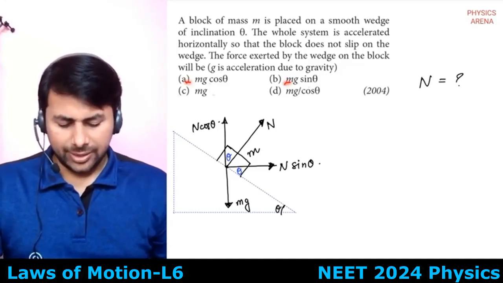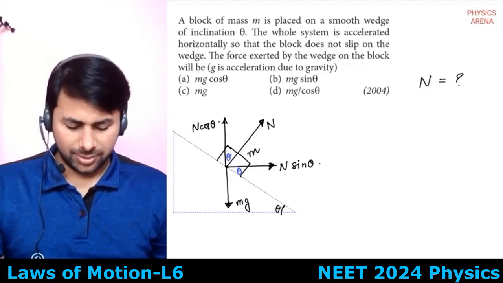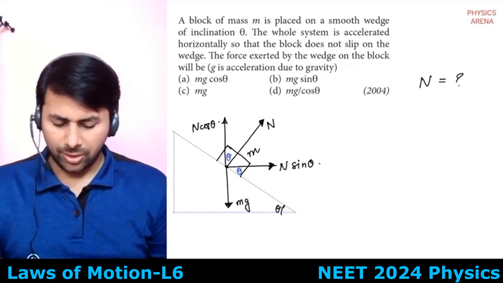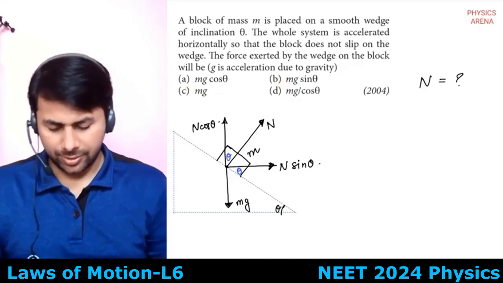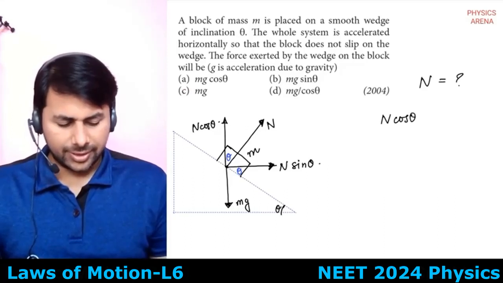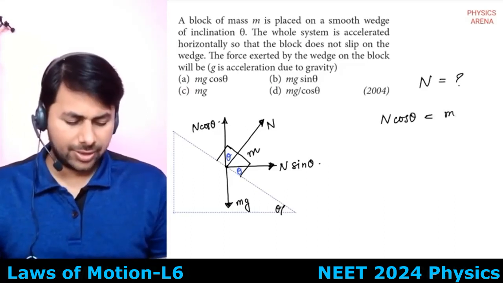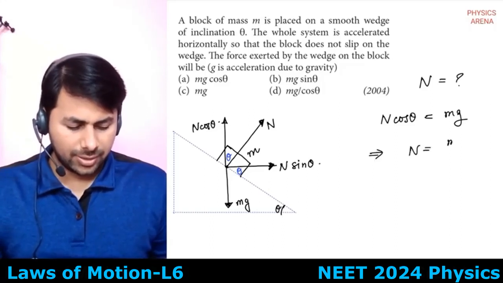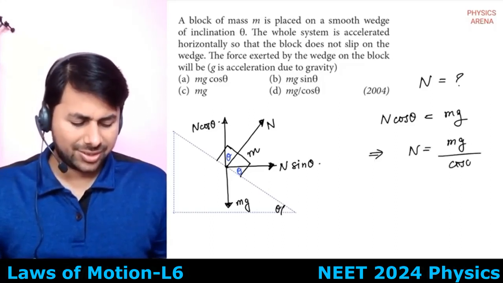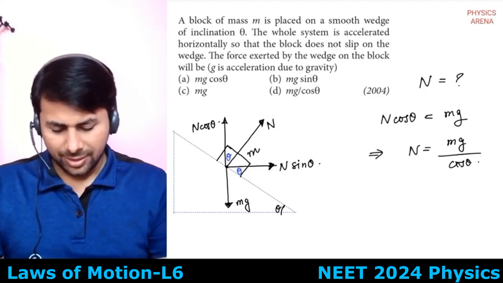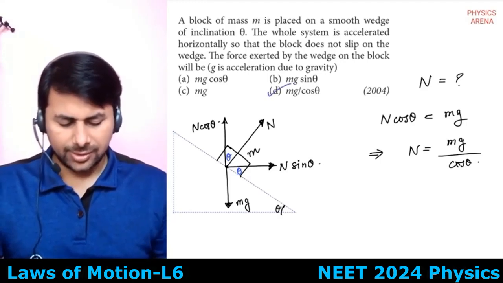Take the options, they are given in terms of mg. All options are in terms of mg. So that means I can say N times cos theta, the vertical component, is equal to mg. So the normal reaction will be mg divided by cos theta, not mg cos theta, right? So it is also option D.